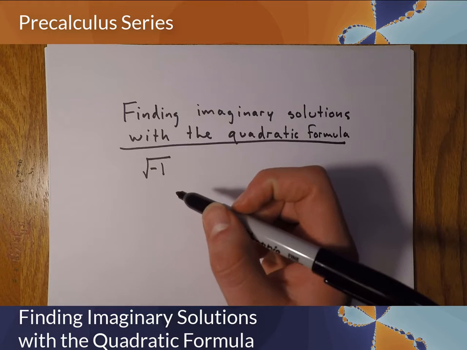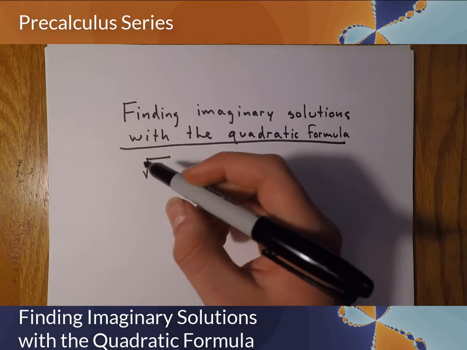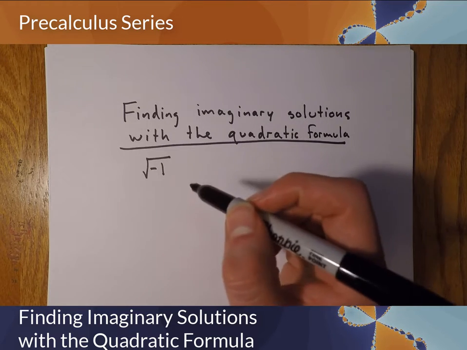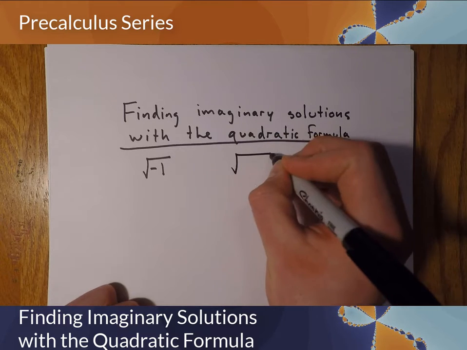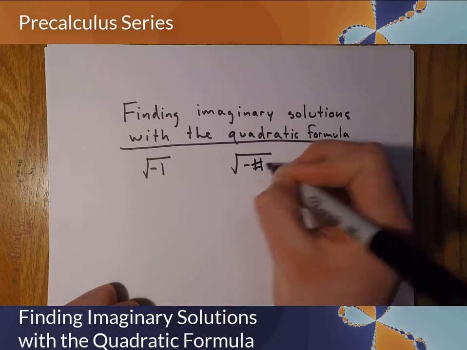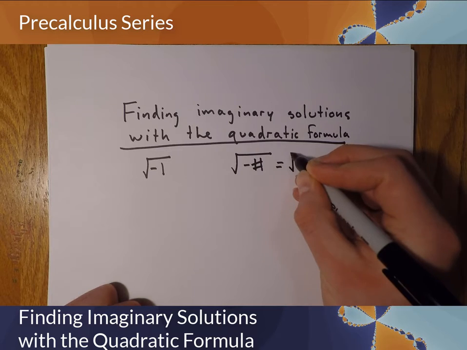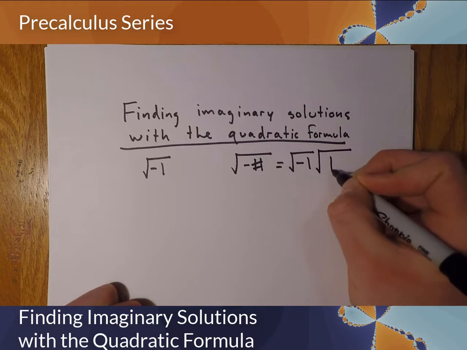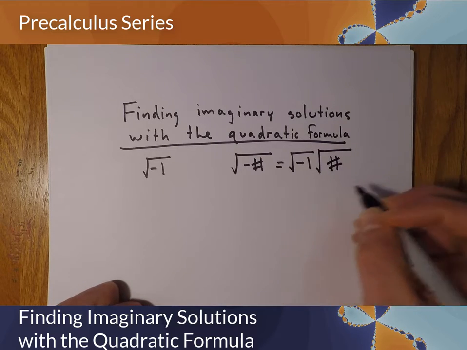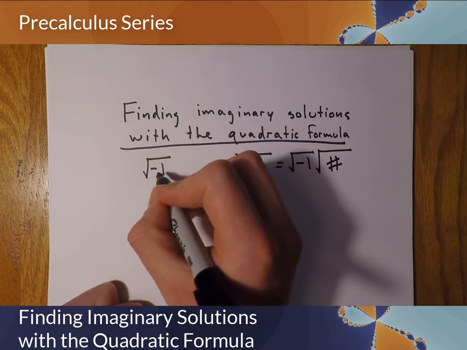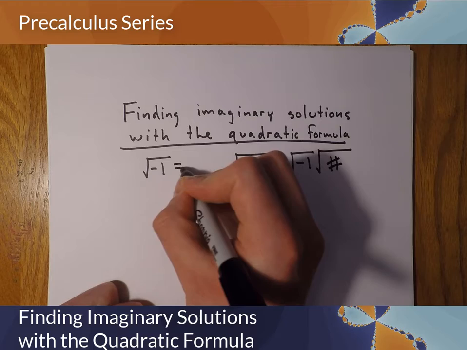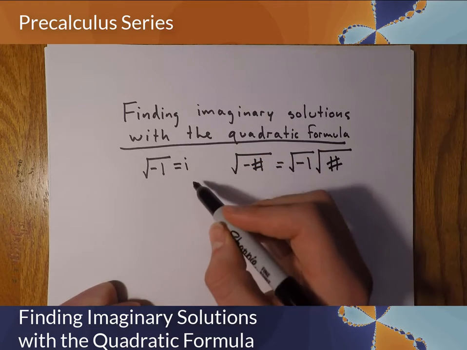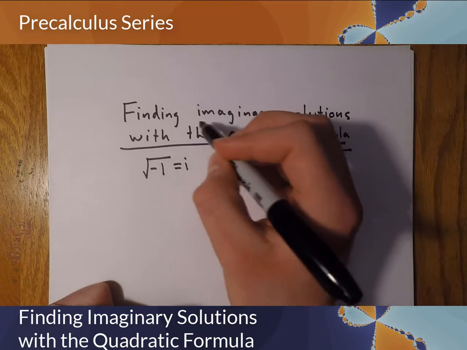And so when we have a negative number inside a square root, we break it up into the square root of -1 times the square root of that number. And we denote this square root of -1 as i. And i comes from the word imaginary.